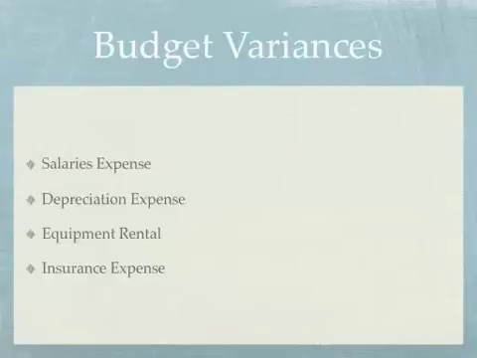Salaries expense. Salaries expense was over budget because we had to hire more staff to work our events. The depreciation expense was over budget because our work trucks needed to be repaired. And so our equipment rental was over budget because we had to rent more trucks because ours were being repaired. And the insurance expense was over budget because we hired more staff, so we had to provide them with insurance.